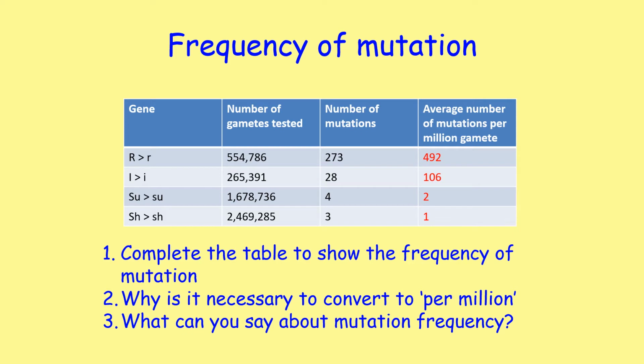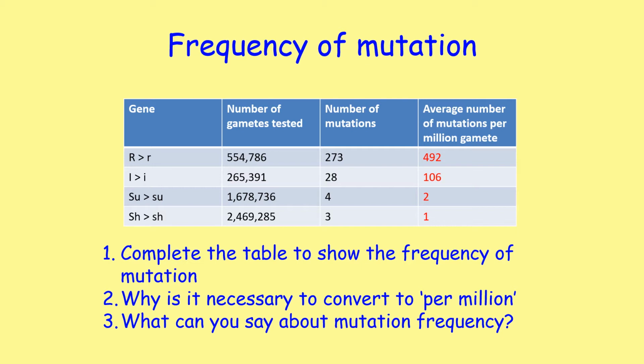Now, why is it necessary to convert to per million? Well, obviously, if you're looking at that second column, the number of gametes tested each time is completely different between the 4 genes. In order to make that data more comparable, we need to convert it to average number of mutations per million gametes. So the number that we're testing is being kept standardized. We can't compare the data in the third column because the number of gametes tested has varied throughout.